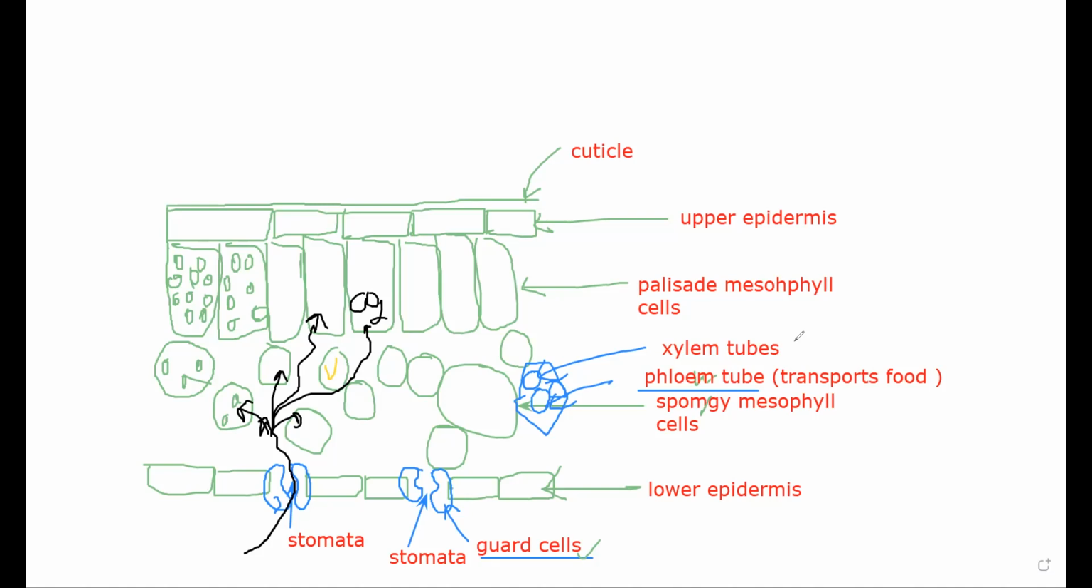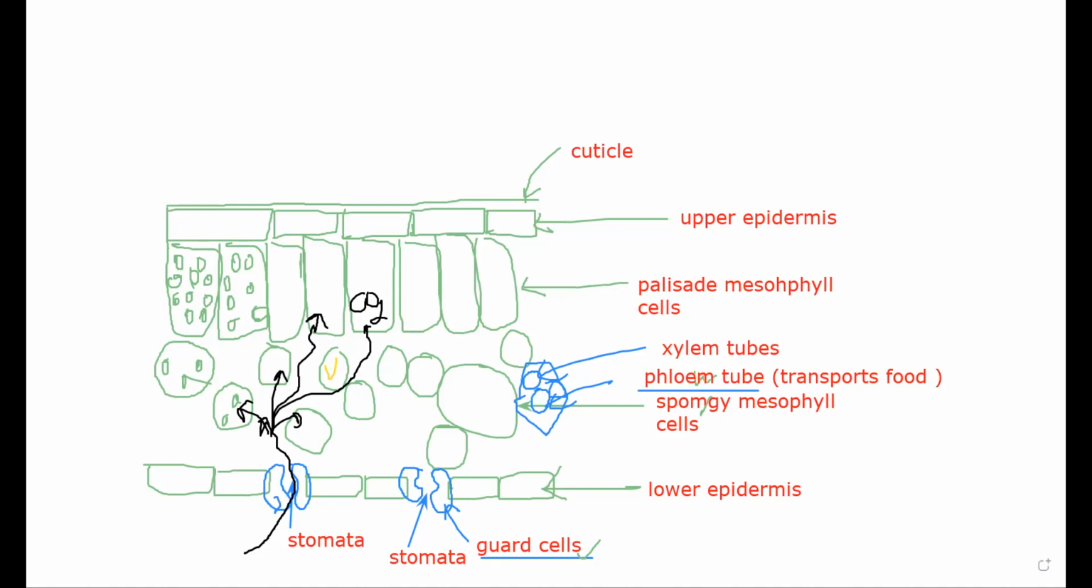And so what is the gas which goes into the leaf through stomata? No, I'm asking what is the gas which goes into the leaf? Carbon dioxide. What is the gas which comes out of the stomata? Oxygen. Okay. Carbon dioxide goes in, oxygen comes out. Are you clear up to that?